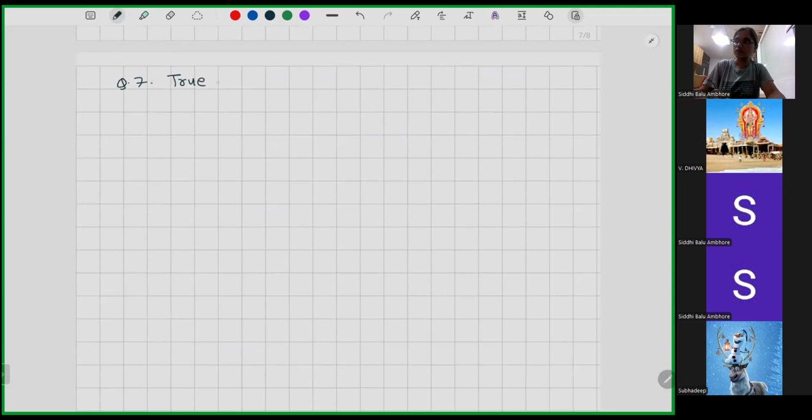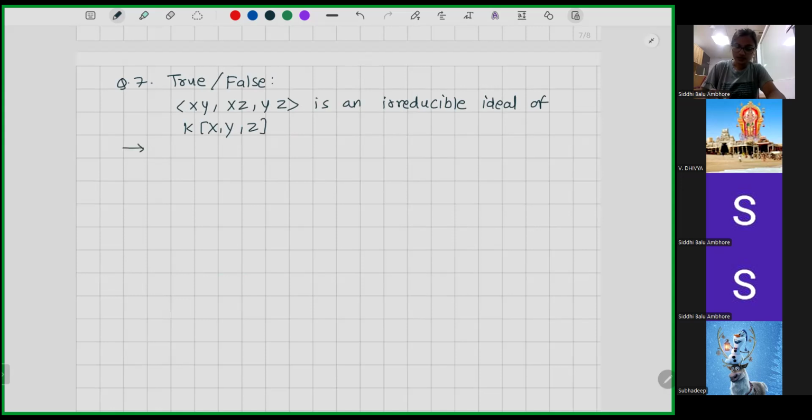Okay. So moving to the next question. Again, true or false. Let (xy, xz, yz) be an ideal of k[x, y, z]. Is this ideal irreducible?